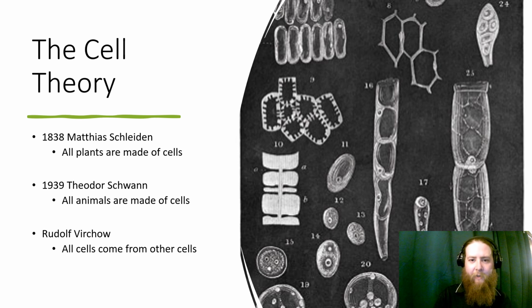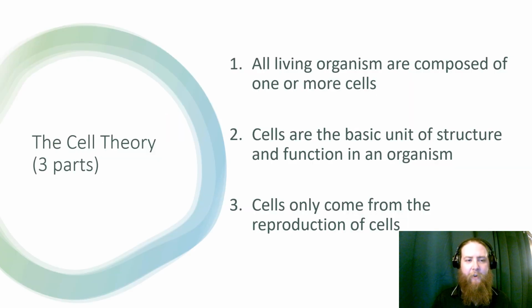So let's define the cell theory. The cell theory is this. Number 1, all living organisms are composed of one or more cells, and that cells are the basic unit of structure and function in an organism. Remember that we can have unicellular organisms, so having one cell is enough to be alive. And then the third thing is cells only come from the reproduction of cells. In your body, you don't get more of your cells just by assimilating and touching things in the environment. You have to grow more and reproduce more cells yourself.